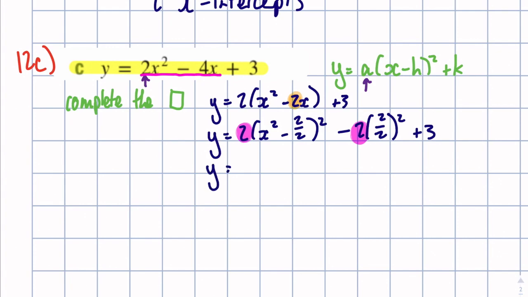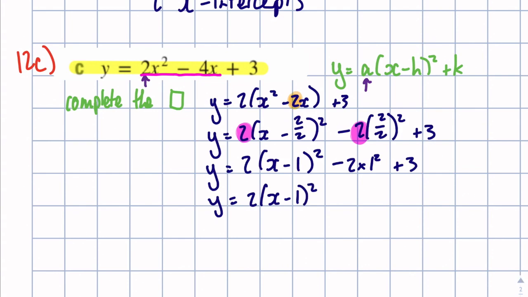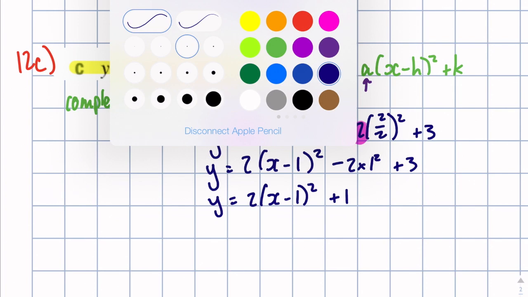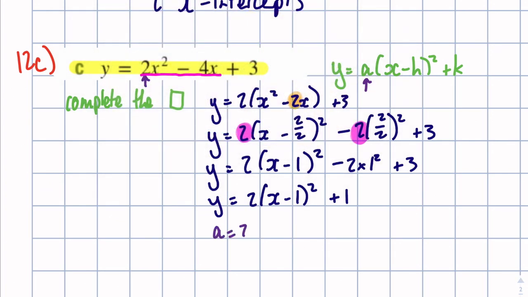So this becomes y equals 2 outside of x take 1 squared take 2 times 1 squared plus 3. So I get y equals 2 outside of x take 1 squared minus 2 plus 3 is plus 1. So here my a equals 2, my h equals 1, and my k equals 1.